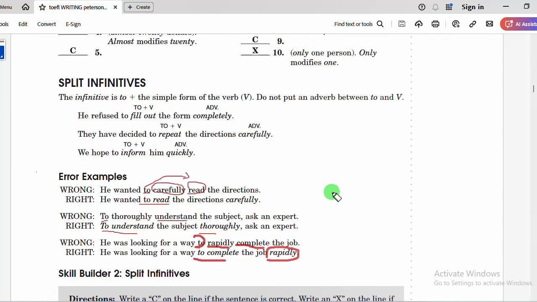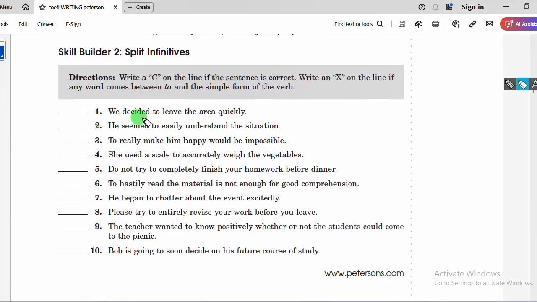Now we are going to do an exercise together. We are going to read some sentences and decide whether the sentence has a split infinitive or not and how to fix it. Sentence number 1: we decided to leave the area quickly. That's the word to, followed directly by its infinitive leave, so this sentence is correct and has no split infinitive here.